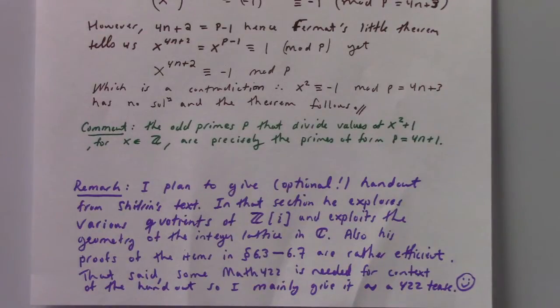So this is not too hard. There were harder things for me to understand in this chapter than this. I'll just say that, okay? So there it is. X squared congruent to minus 1 mod p only when p is a prime of the form 4n plus 1. So Stillwell says, another way you could look at this is that the odd primes p which divide values of x squared plus 1 for x an integer are precisely those primes of the form 4n plus 1.